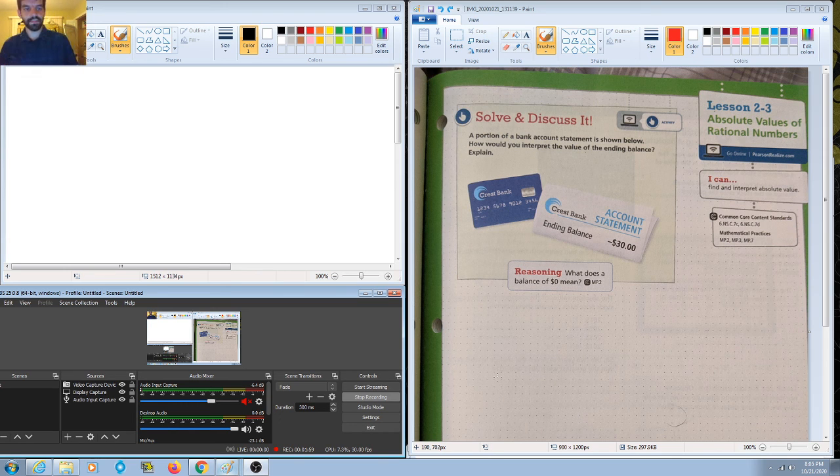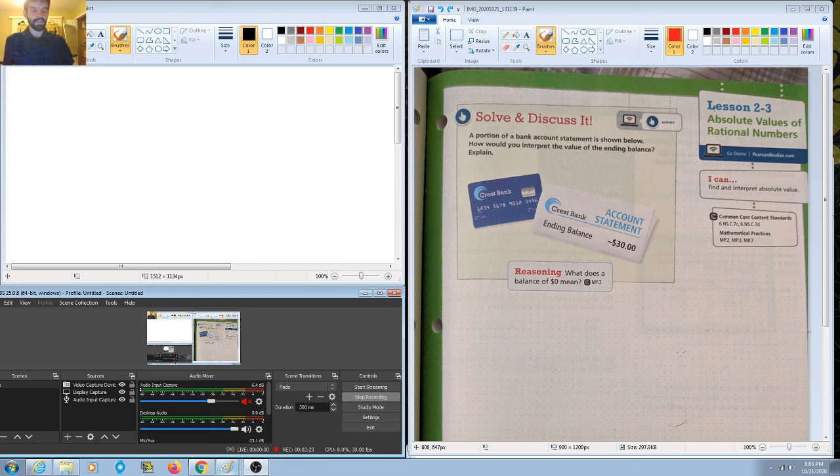Okay, so looking at the solve and discuss it question, it says a portion of a bank account statement is shown below. How would you interpret the value of the ending balance? Explain. If we look at the account statement, it says that the ending balance is negative $30. Keep in mind that a balance represents the amount of available funds that you have at any given time from your bank.